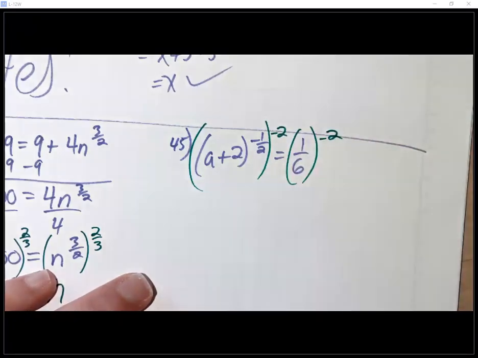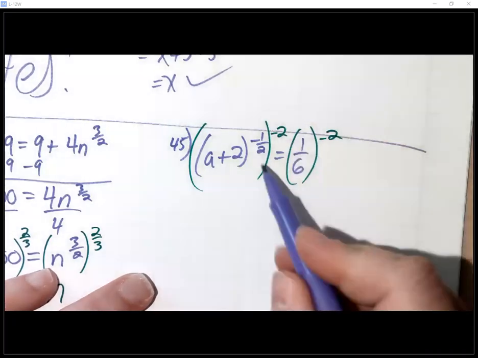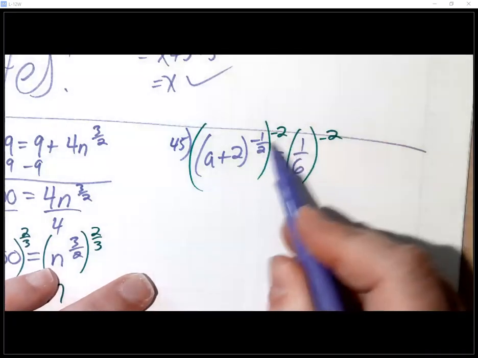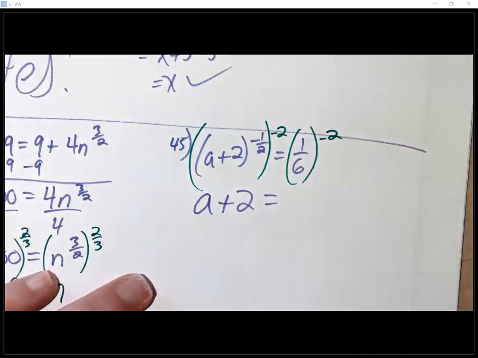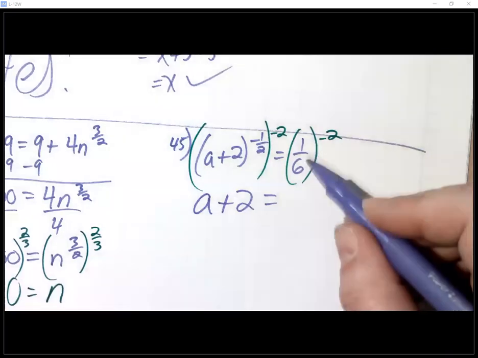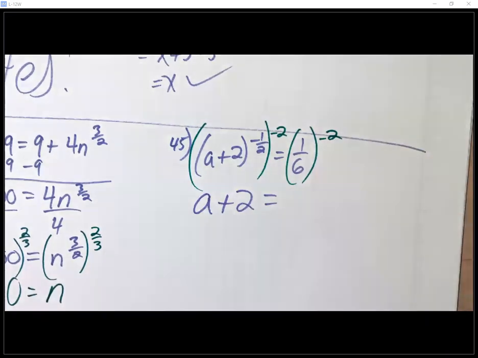So on the left, that just becomes a positive 1. So I just get a plus 2 on the left. That's it. Look at the right-hand side though. What is 1/6 to the negative 2 power? You know this in your brain. It's 36.